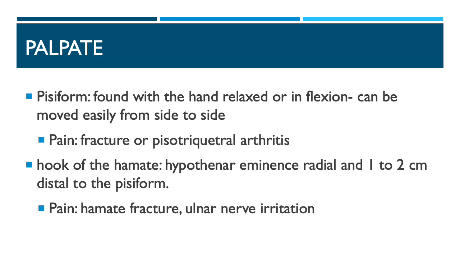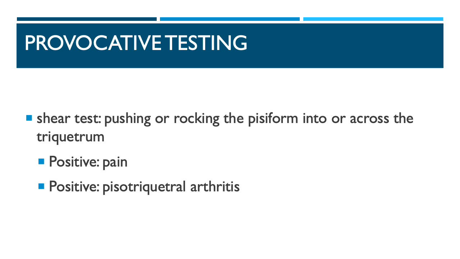The hook of the hamate can be palpated by finding the hypothenar eminence radial and between 1 and 2 centimeters just distal to the pisiform. Pain here can indicate a hamate fracture or ulnar nerve irritation. Provocative testing would include the shear test, which is pushing or rocking the pisiform into or across the triquetrum. Positive test would be pain that indicates pisotriquetral arthritis.